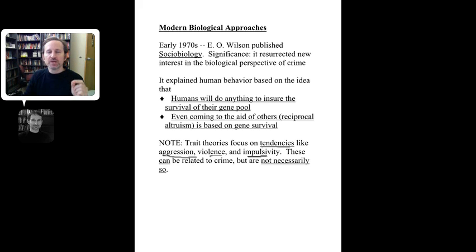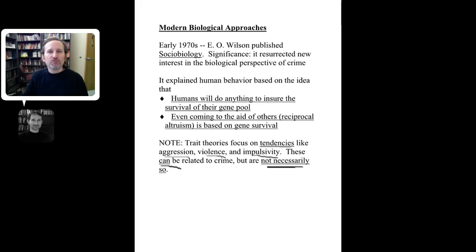And that's important because crime is socially defined. Every society defines it differently. And therefore, trying to find a gene that every society would say, oh, that's definitely criminal, that's a bit iffy. But you can find biological genetic tendencies, right? That's the idea. The thing about aggression, violence, and impulsivity, though, is that they can be related to crime, but not necessarily.